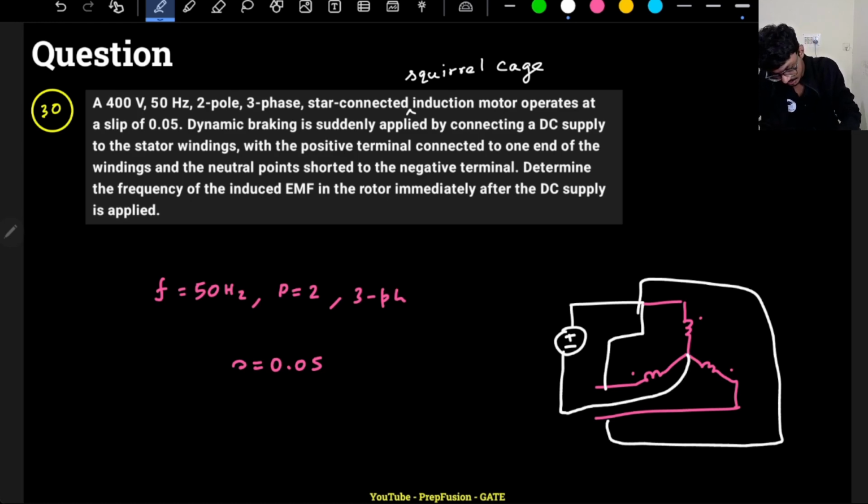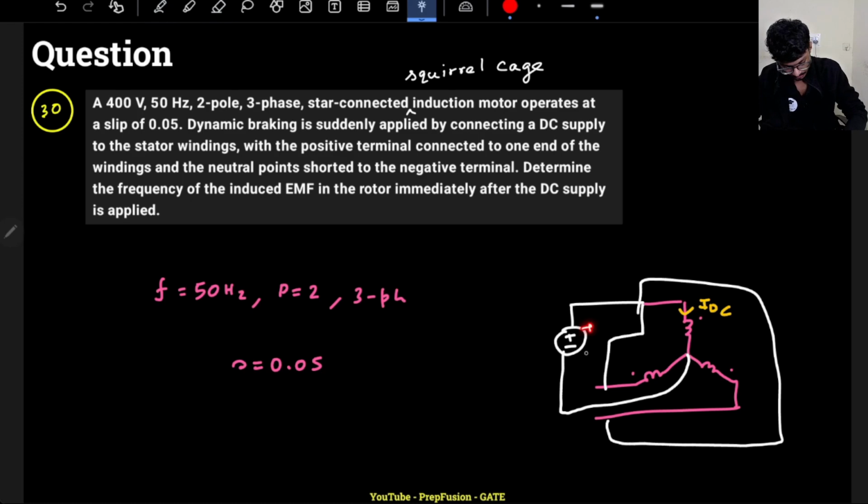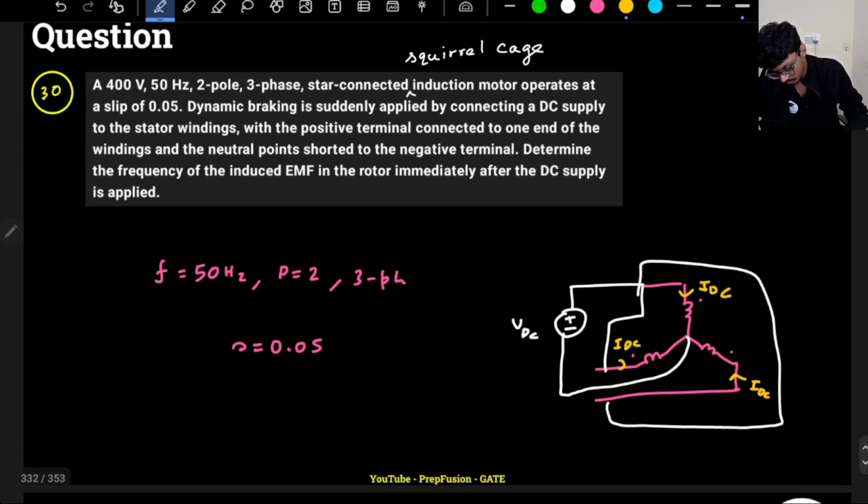So if I say what will be the current direction, this will be the IDC current direction. Because across all of them the same potential is getting applied, right? Same VDC is getting applied, so the same current will flow through all of them. So IDC will flow here, IDC will flow here, IDC will flow here.